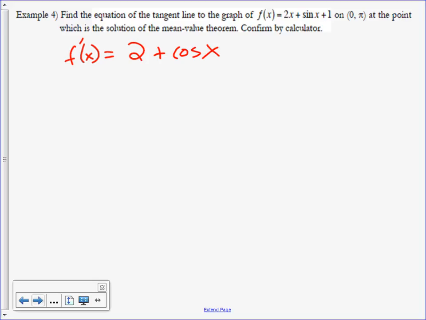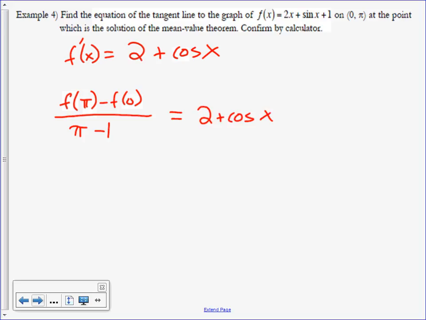Okay. So if you use the mean value theorem, so you go f of pi minus f of 0 over pi minus 1, and set that equal to the derivative, so 2 plus cosine x. It's not pi minus 1, it should be pi minus 0. I'm sorry. Thank you.